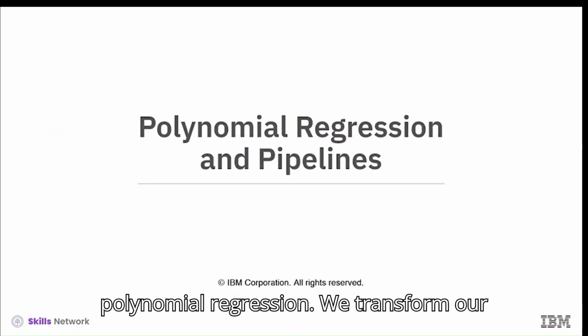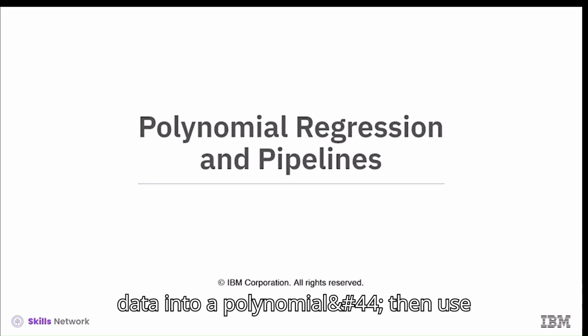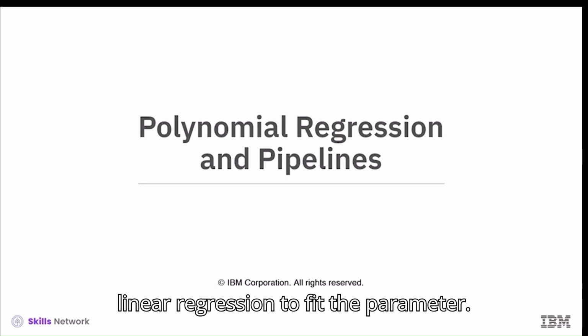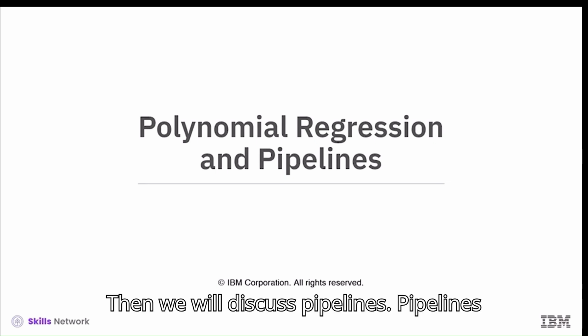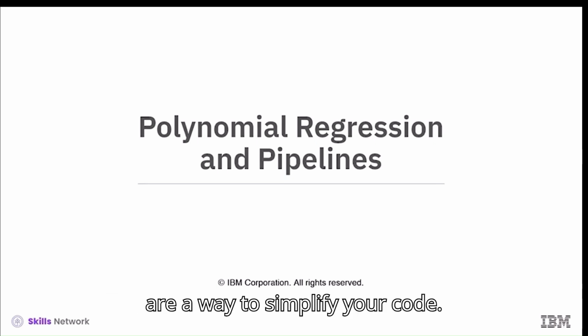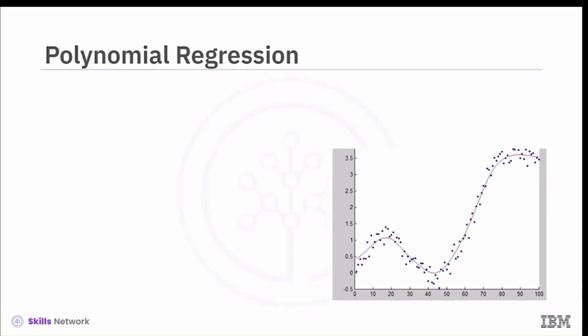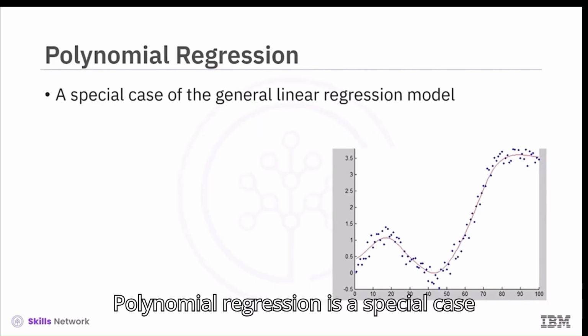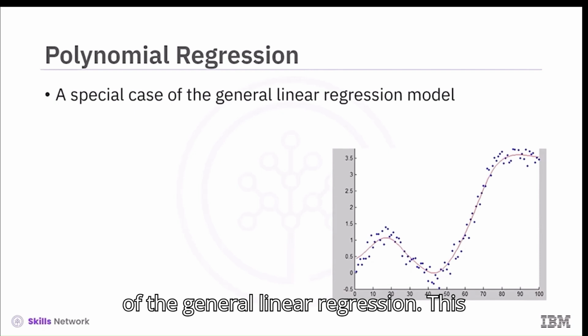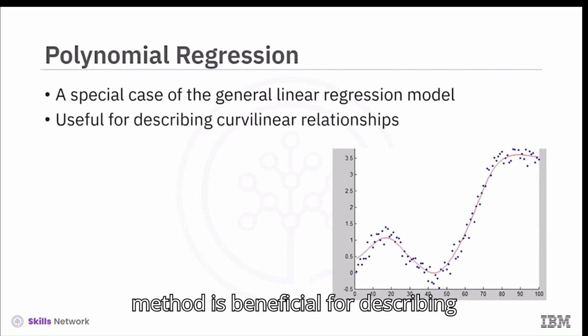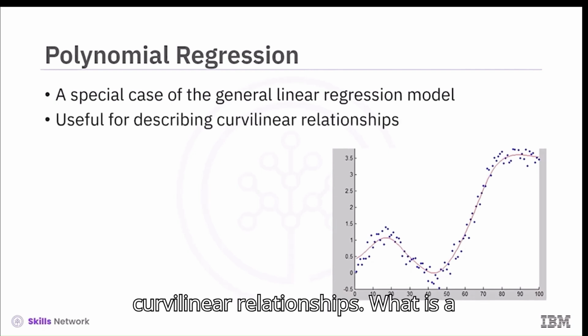Next, we model polynomial regression. We transform our data into a polynomial, then use linear regression to fit the parameter. Then we will discuss pipelines. Pipelines are a way to simplify your code. Polynomial regression is a special case of the general linear regression. This method is beneficial for describing curvilinear relationships.